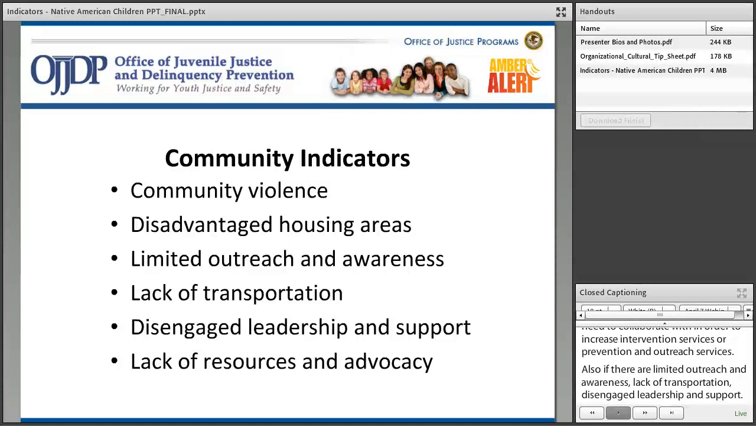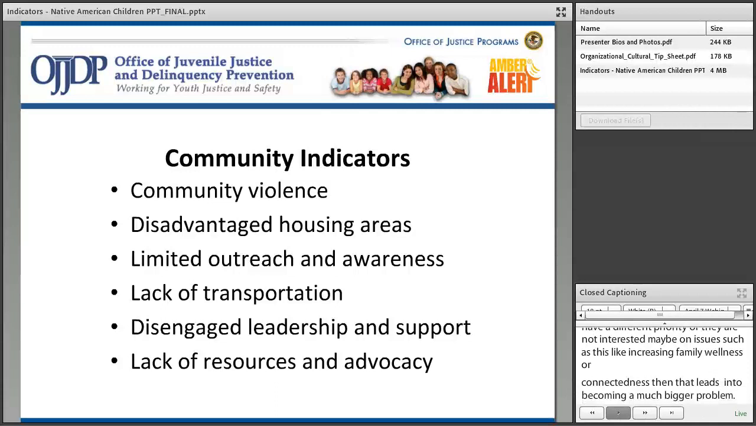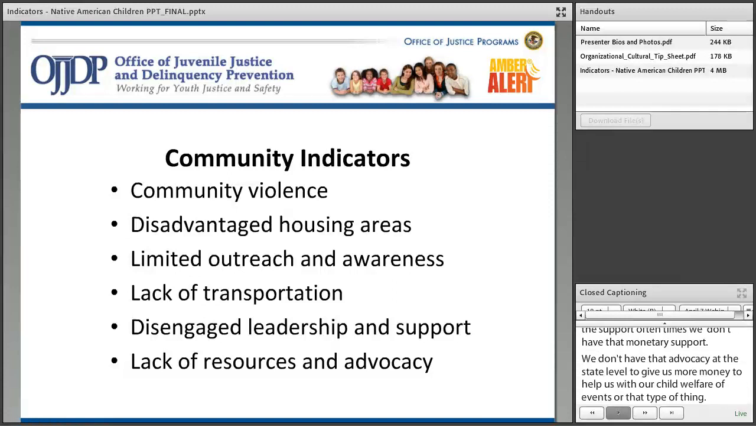Because if community feels, especially within our tribal communities, if we don't have the support, oftentimes we don't have that monetary support. We don't have that advocacy at the state level to give us more money to help us with our child welfare events or that type of thing. So that is an indicator that I believe is truly important from that level. And then also lack of resources and advocacy.